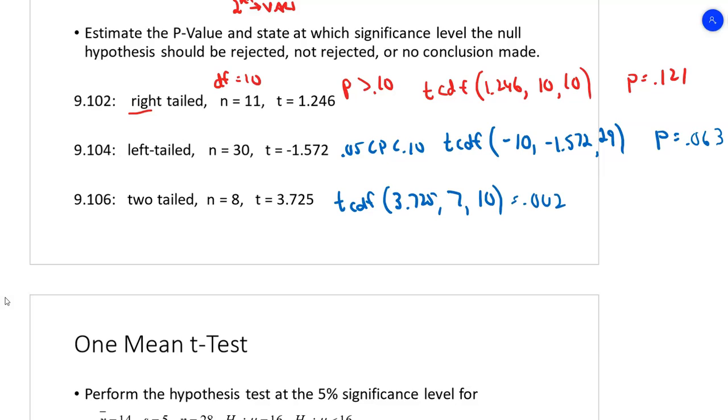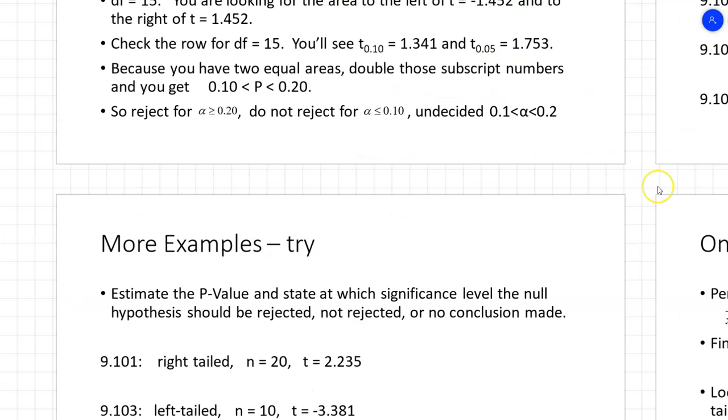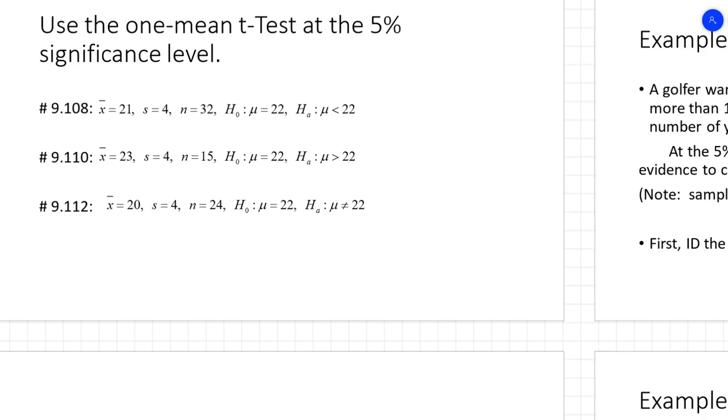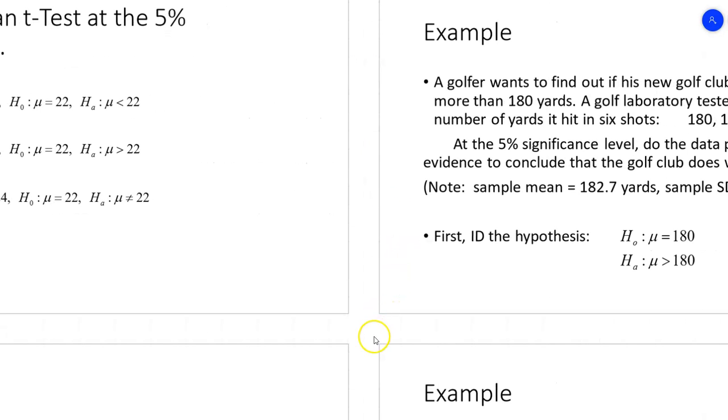But because it's two-tailed, I've got to double it. So my p-value is actually 0.004, which means basically I'm rejecting the null hypothesis, right? Because it's rare that I would have an alpha value that's less than 0.01. So most of the times that would be rejected. All right, let's try a couple of examples here.